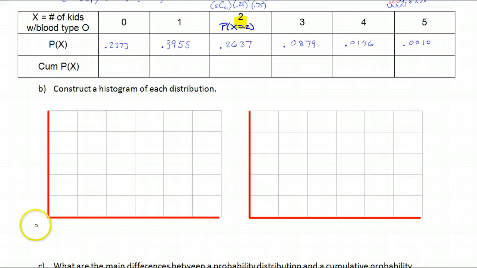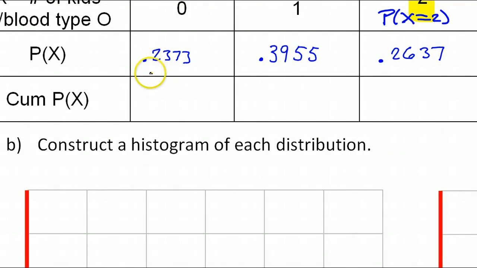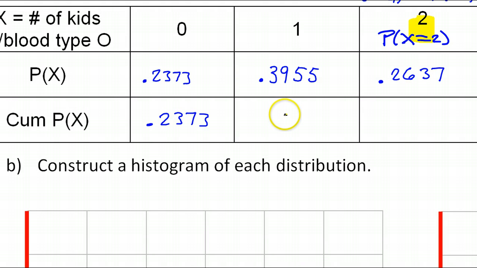Now, alright, it's time for the cumulative probability distribution. That's where we keep a running total as we go. We add up every probability along the way. So we're going to start off, just zoom in a little bit. Well, the first one, all we have is the one probability, so we just copy that down. So 0.2373.